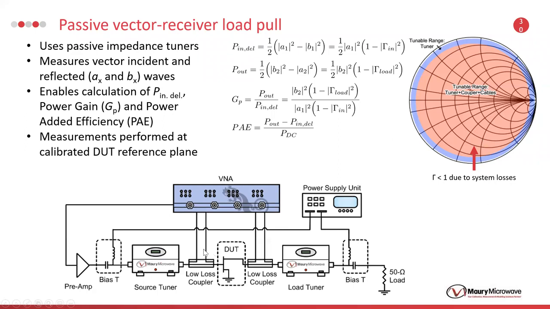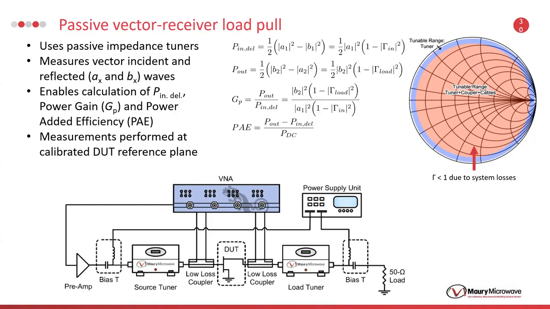But the moment I add a loss between the tuner and the DUT, at the input or the output, it does not matter, the gamma will automatically shrink. So now at the DUT reference plane, this is the maximum gamma I can reach, which is the yellowish orange region.